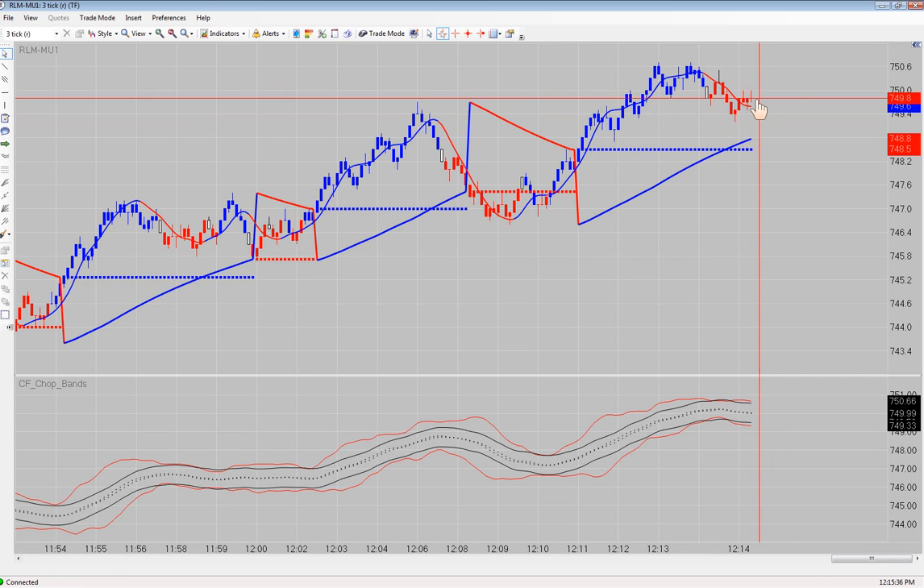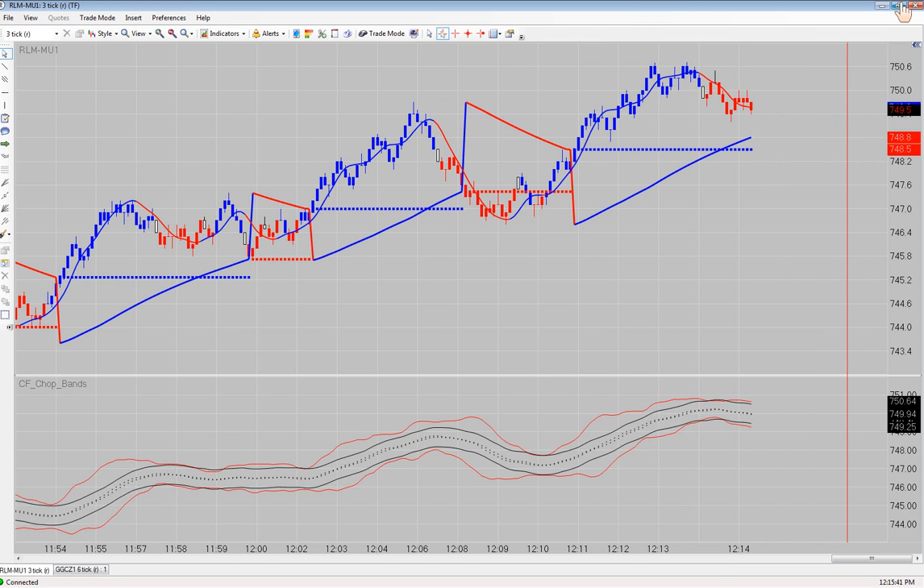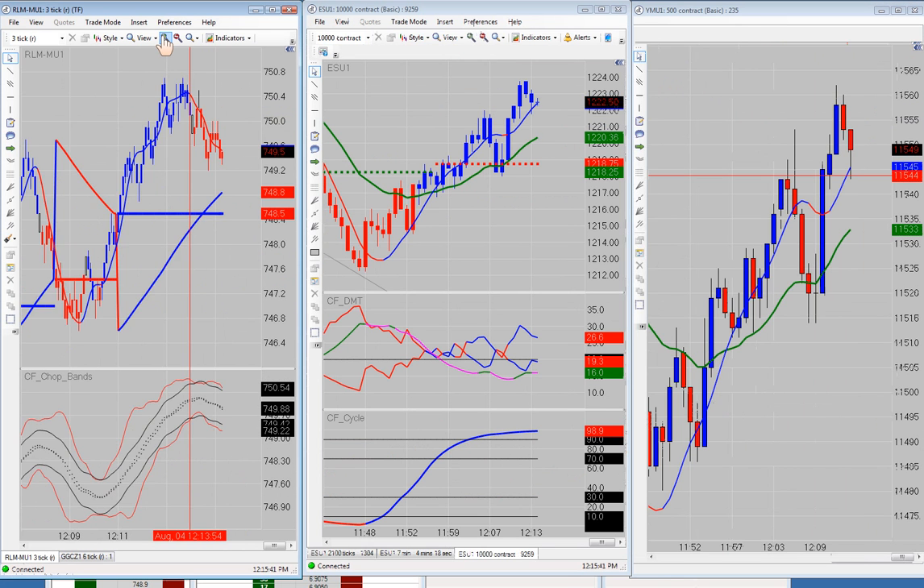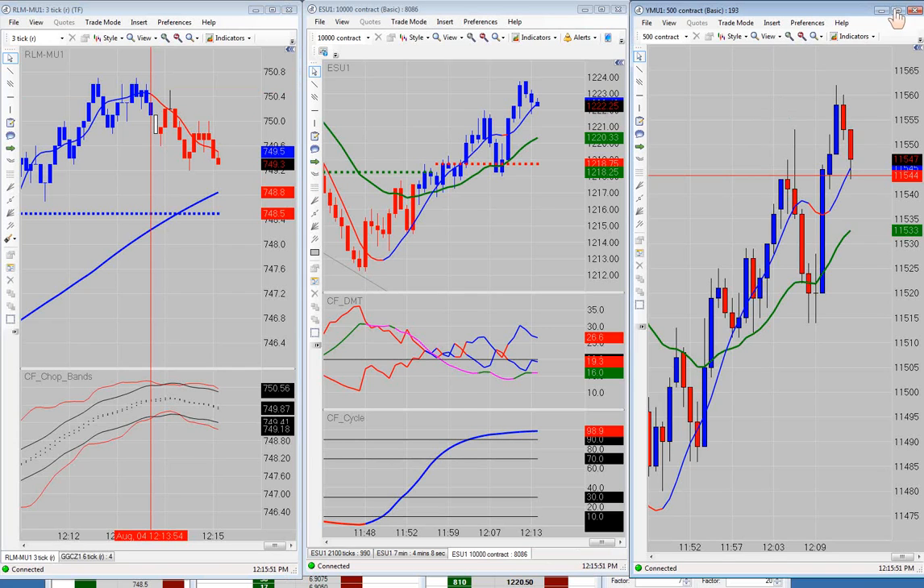There's one setting up. So what we need right now is a close up above here. That's what we'd be looking for. So I'm going to minimize the Russell, and I am going to bring back some other market here, the YM. We had a good morning on the YM.